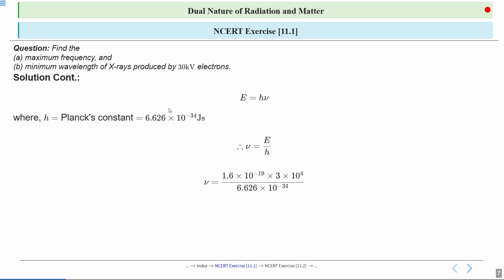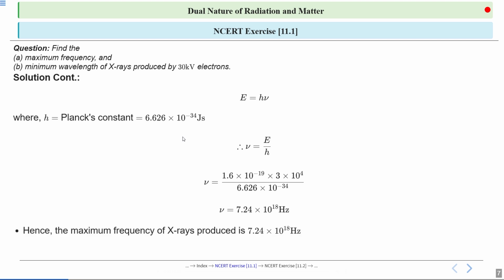So let's substitute the values into our formula. The energy E is given by the charge of an electron, that is 1.6 into 10 raised to the power minus 19 into 3 into 10 raised to the power 4, divided by Planck's constant value. So when we solve this, we get nu is equal to 7.24 into 10 raised to the power 18 hertz. This is a very high frequency which is typical for X-rays.